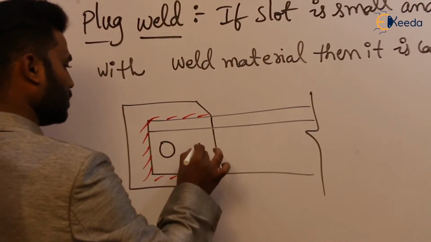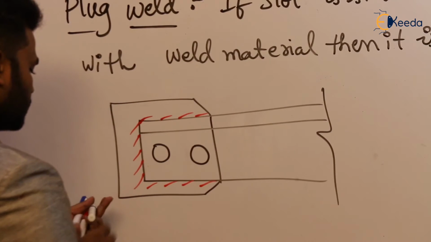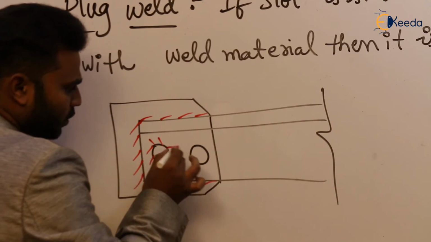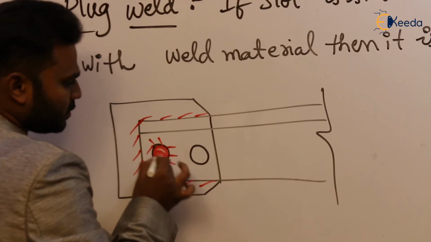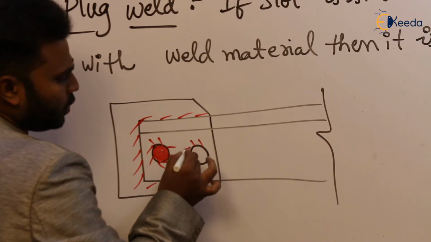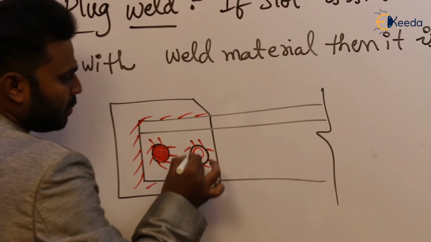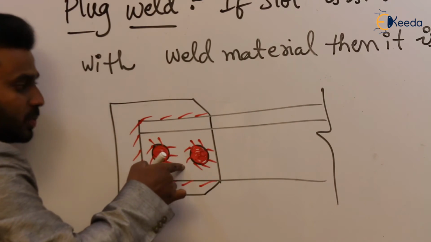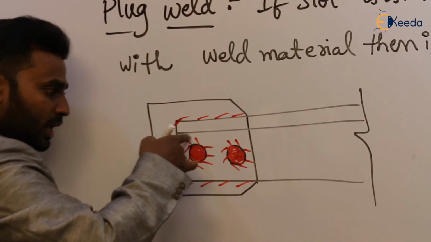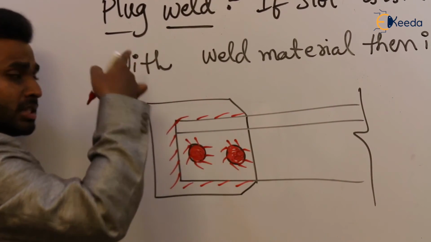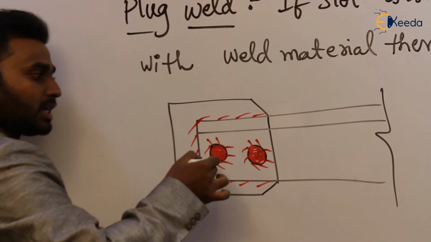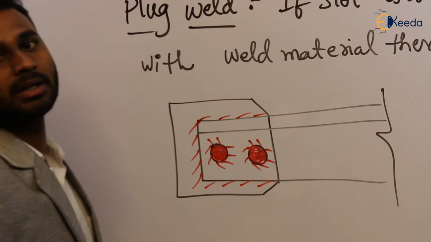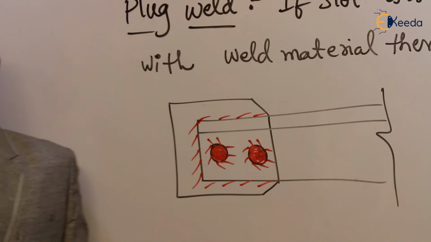So these are the slots. If the slot is small, then along with the circumference, we are going to fill the weld material inside also. If you do so, then it is known as plug weld. So that is the difference. If you leave this empty space and weld only along the circumference, then it is slot weld. But along with the circumference, if you fill the weld material inside the slot also, then it is plug weld. That is the difference. Rest everything is same. Agree?